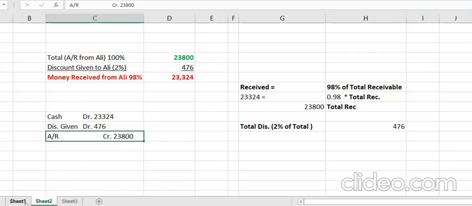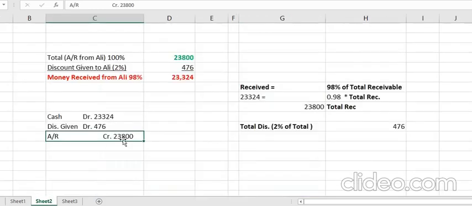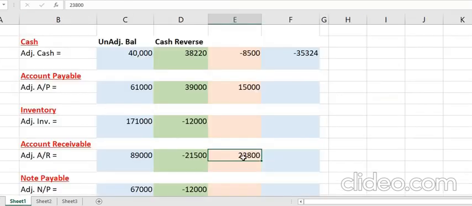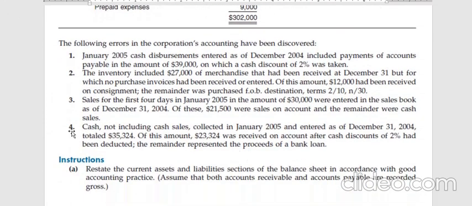So it's something like I will subtract 23,324 here, and I'm going to add it back, because when the cash comes in, the reversal of that would be that the account receivable will once again be debited. Here it was credited, meaning the account receivable finished. Now that account receivable was created again, so we added it up here. Then the last thing in our information number 4 is that the remainder represented the proceeds of the bank loan.